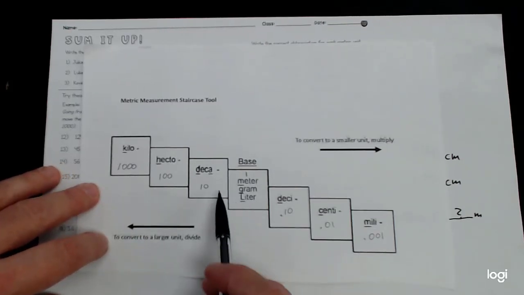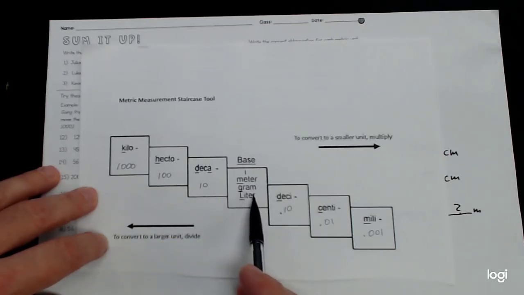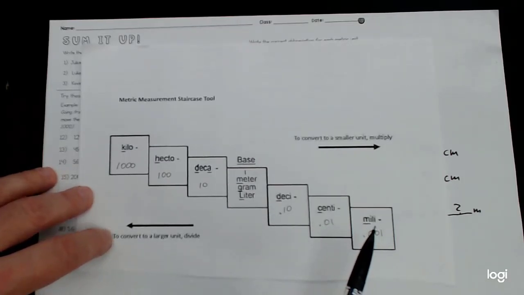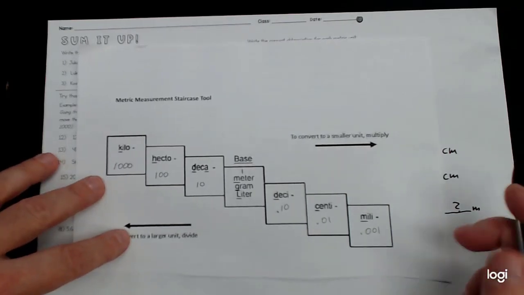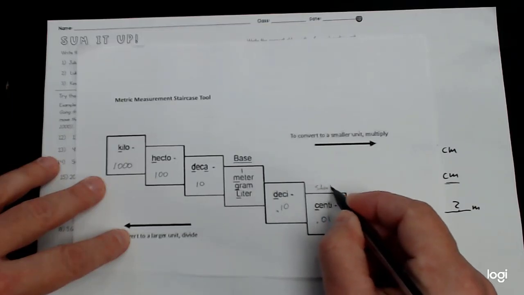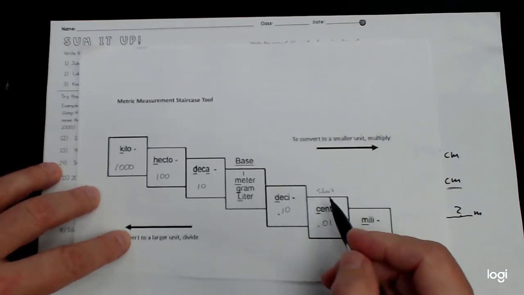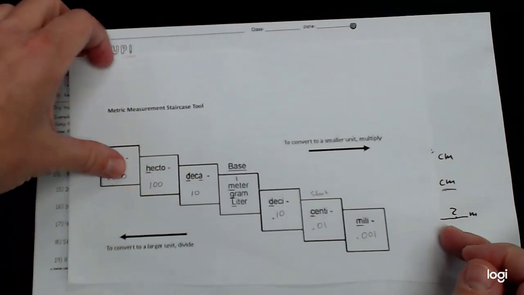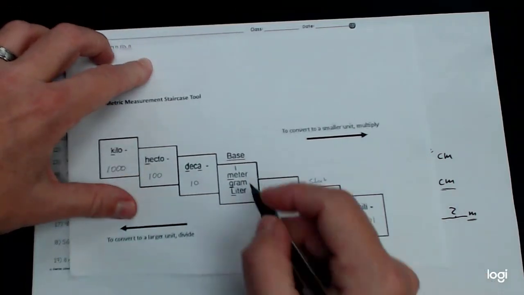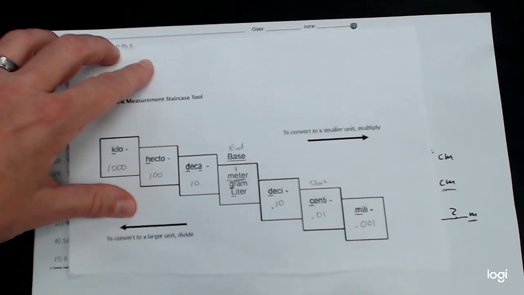So what I need to remember is that everything above the base unit on my staircase is bigger than the base unit, and everything below the base unit on the staircase is smaller than the base unit. Just keep that in mind. Now in this case, we're starting with centimeters. Look, there it is right there. So I'm going to put start right above centi, because that's a little visual that helps me. My end unit that I'm looking for is meters, so I'm going to write the word end above my base unit here, because I'm trying to find meters, okay?